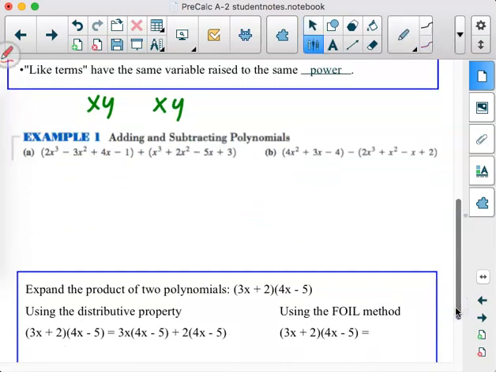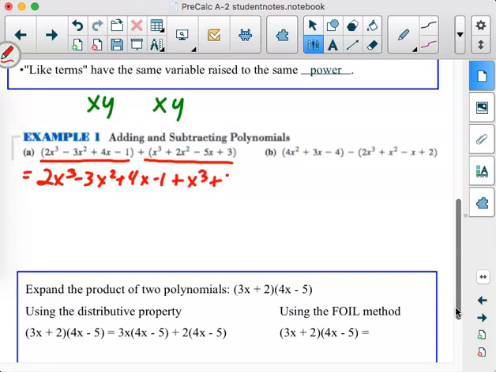For A, I notice that the parentheses really aren't doing anything. What they're doing is showing me that these are two polynomials that I need to add together. So I can really drop the parentheses. What I'm focused on is combining those like terms. So I have an x to the third here and here. Those are two like terms. 2x to the third plus x to the third is 3x to the third.